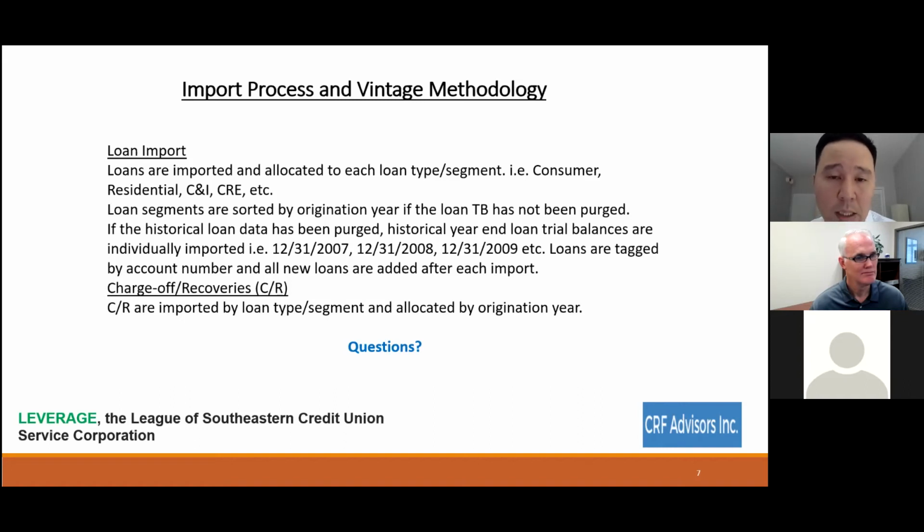I think that gathering that historical trial balance is really step one, especially if you know that you have purged your historical loan trial balances. Try to go back and gather those individual loan trial balances starting from 2021 to 2019 to 2018, as far back as you can go. When you talk about data gathering, that's probably the first step that you want to begin at.